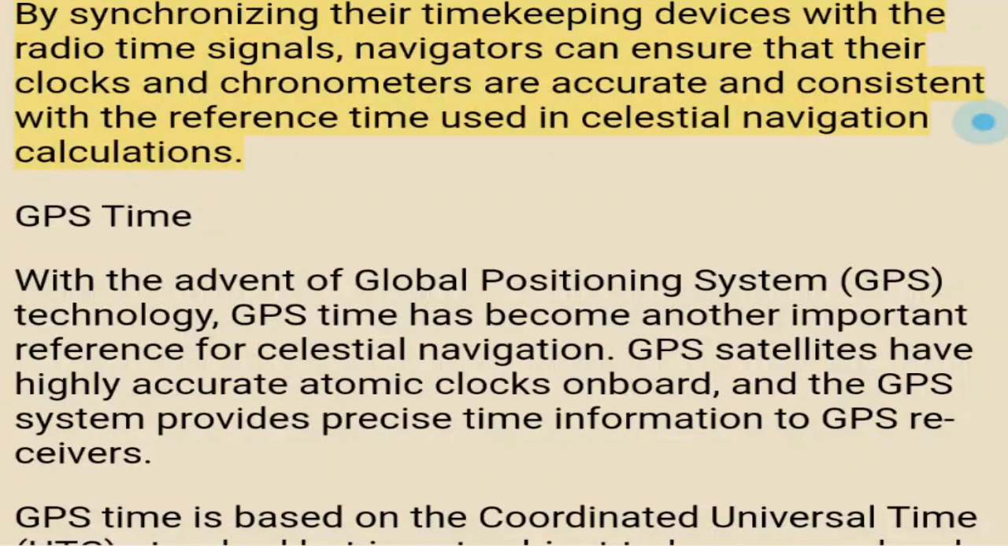By synchronizing their timekeeping devices with the radio time signals, navigators can ensure that their clocks and chronometers are accurate and consistent with the reference time used in celestial navigation calculations.